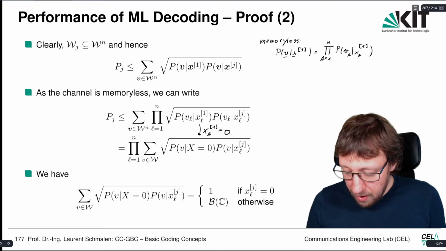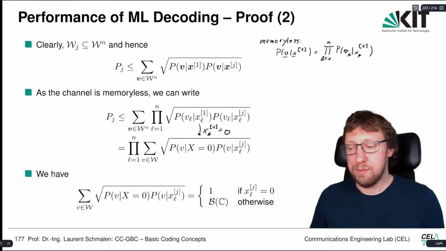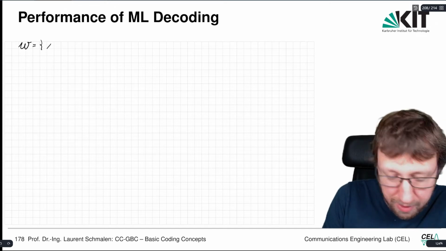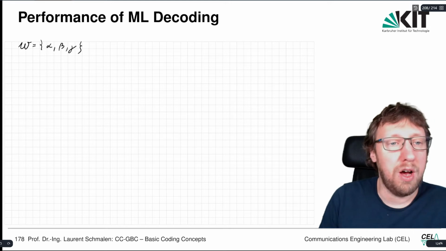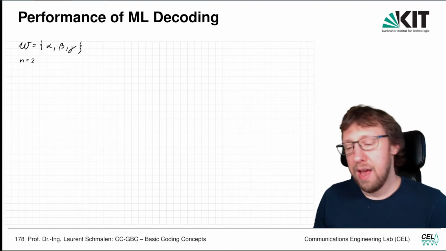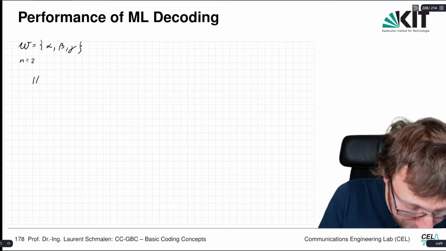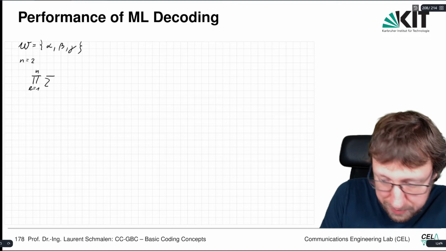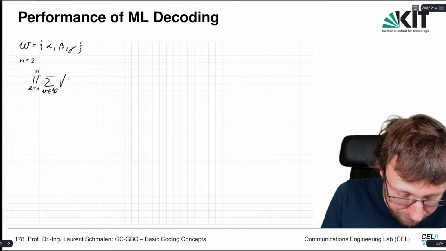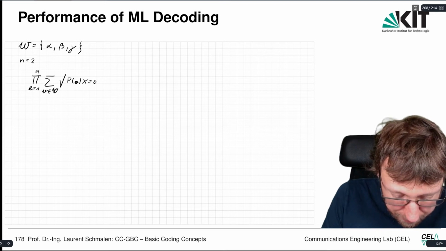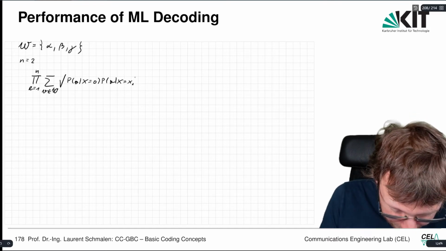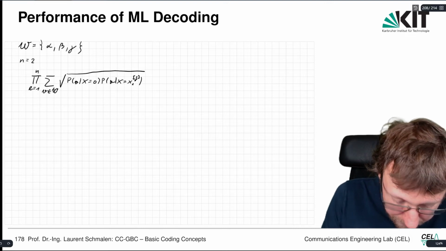In order to see how this step works, we can consider a small example. We have a channel with an output alphabet W of size 3, and the possible outputs are alpha, beta, gamma, and n is equal to 2 to keep everything simple. Then we start in reverse. So we start with the product from l equals 1 to 2, and we have the sum over v element of W, and we just insert p of v given x equals 0 times p of v given xj1.